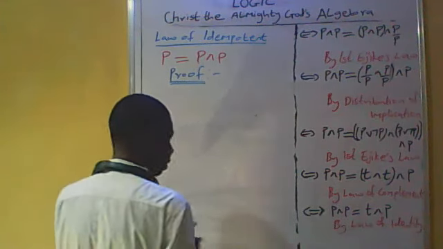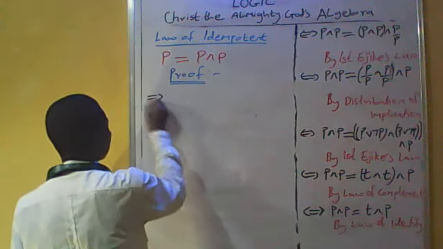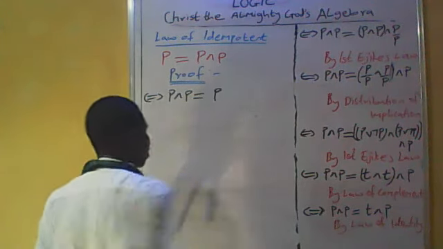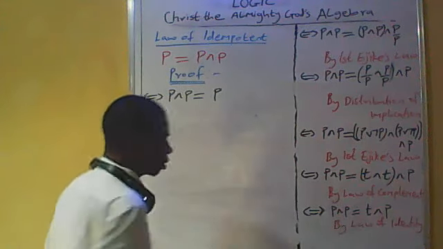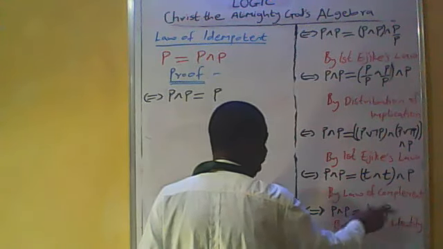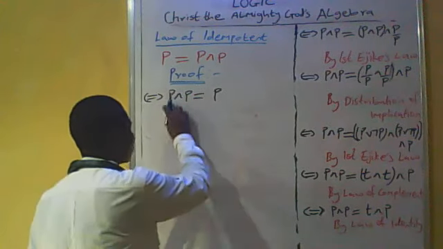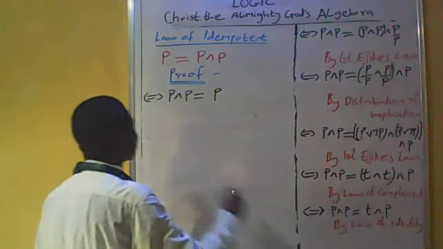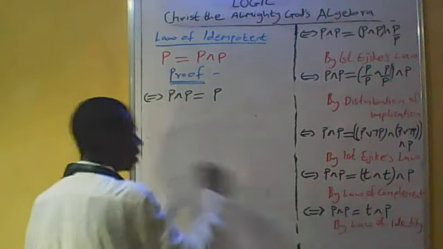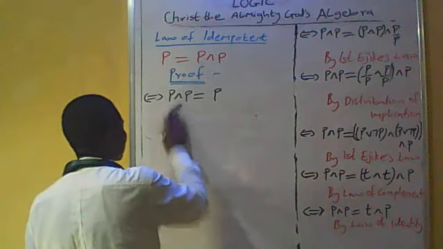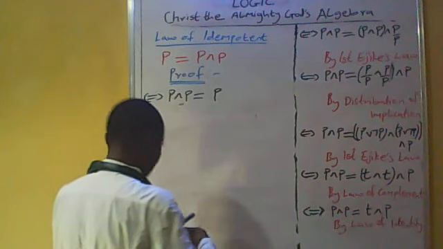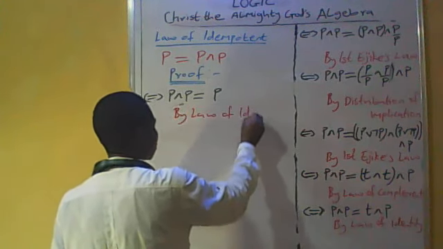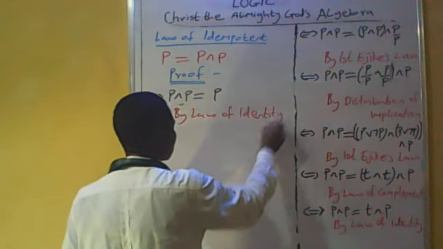If I go to this side, say P, if and only if P and P is equal to P, because when tautology is conjoined with any term, that means T and T and P is equal to P. That means P and P is equal to P. That means T and P equals P, being justified by the same law of identity.